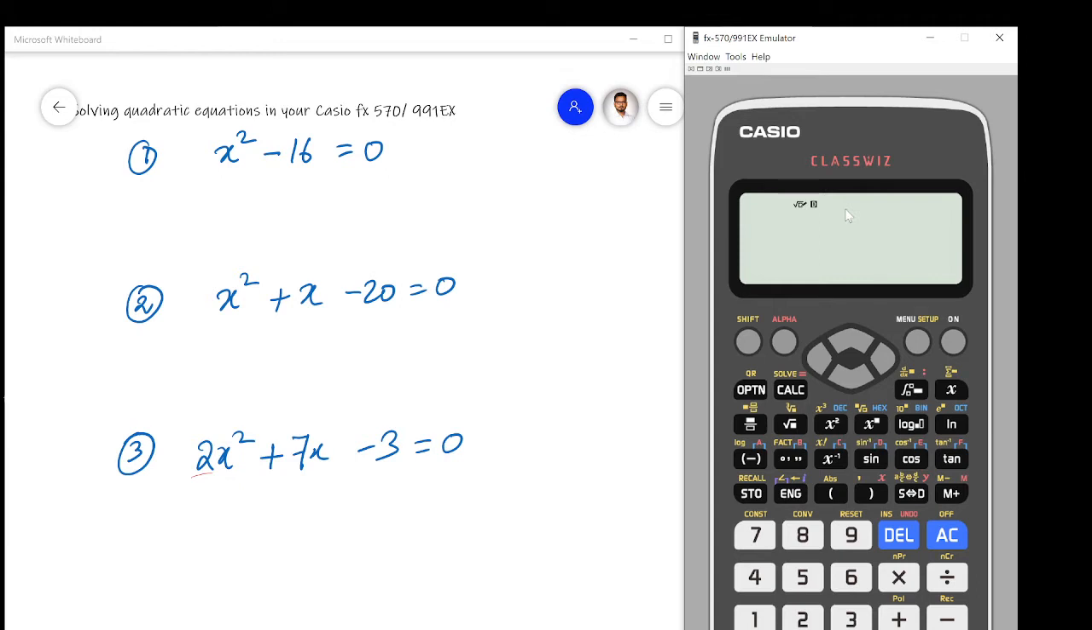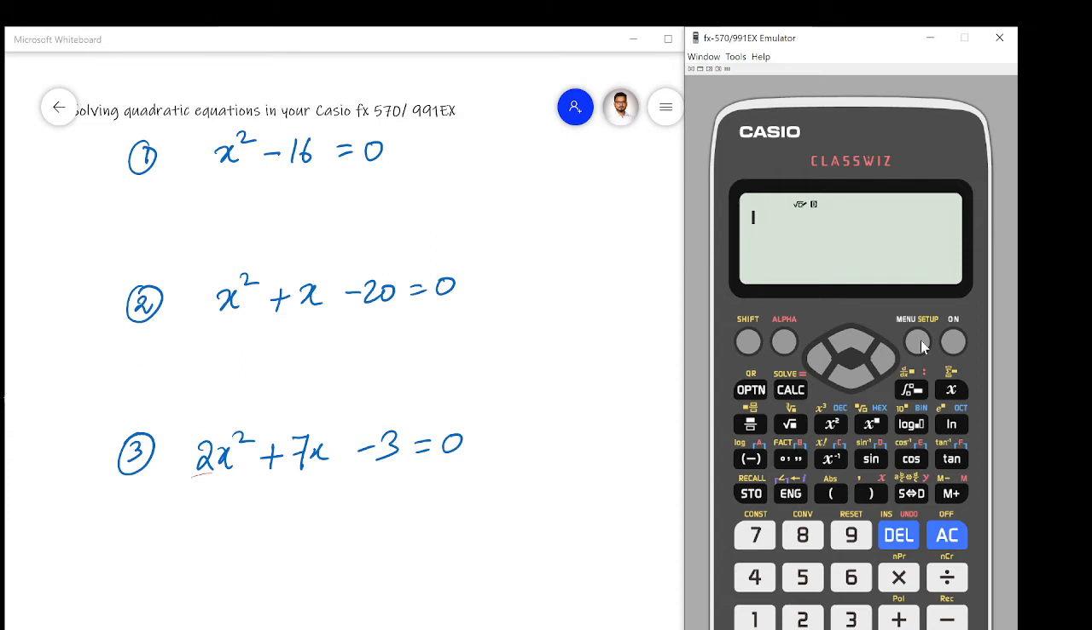Perhaps you have already solved it, but you would like to confirm if your answer is correct or not. In that case, you can easily use your Casio's FX 570 or 991EX. What you need to do is go on menu, come down, and look for the equation function, which is xy is equal to 0. Press enter. I will repeat.